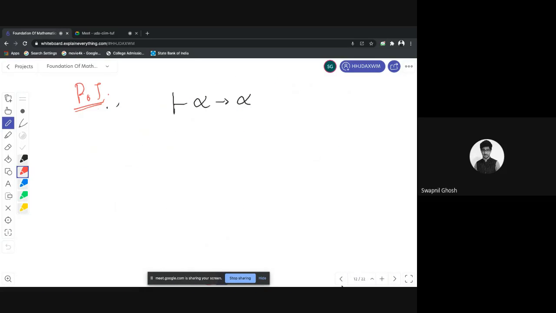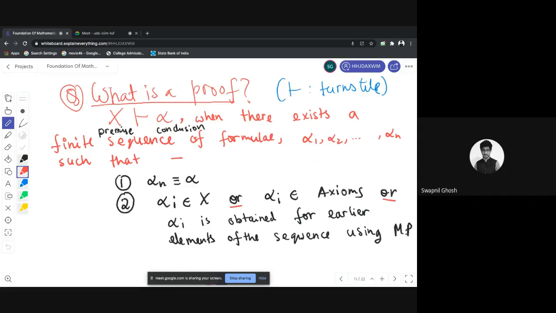There is just one thing I want to say. If the premise set X is empty, we write either the empty set turnstile alpha or just turnstile alpha. When the premise set is empty, we say that alpha is a theorem. It does not require additional assumptions to prove it.